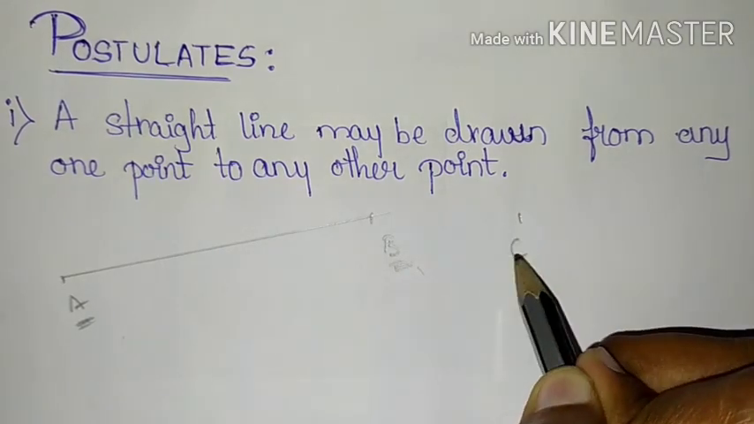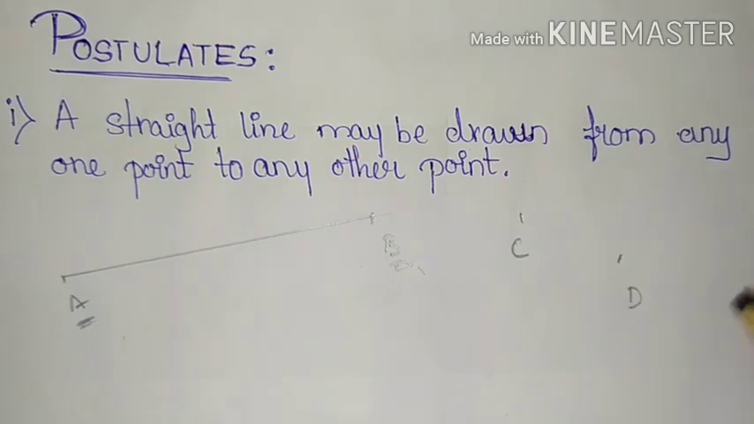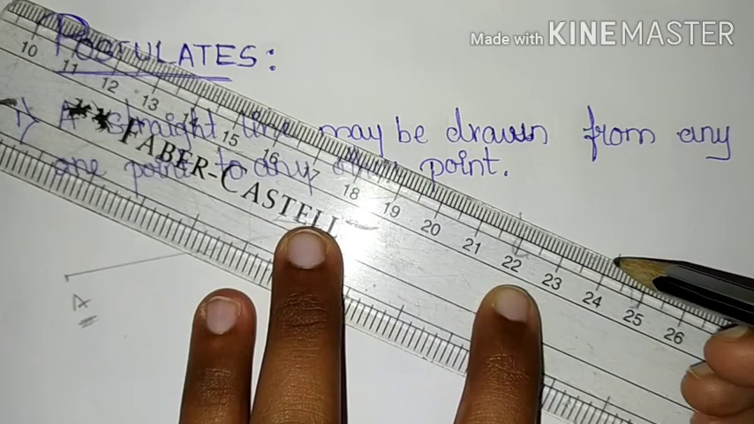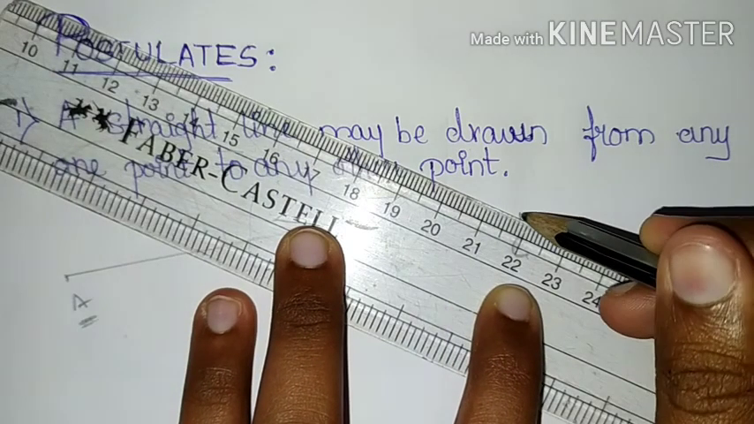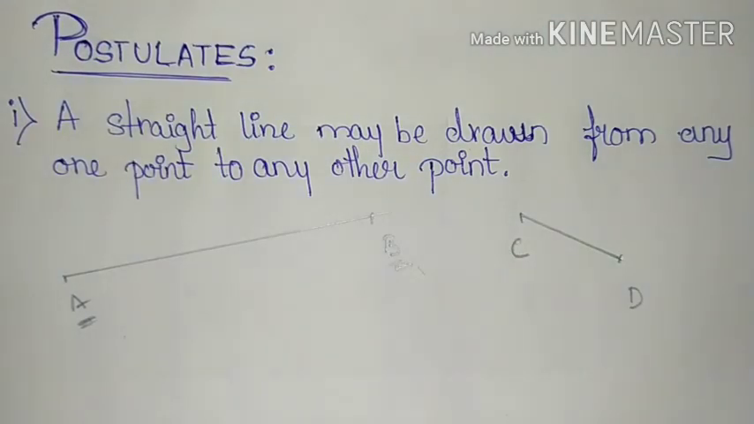Similarly, if I were to take any two other points like C and D and try to draw the straight line, okay, yeah, it is possible to draw a straight line once again from any given 2 distinct points, any given 2 distinct or different points. So this is the example for the first postulate.